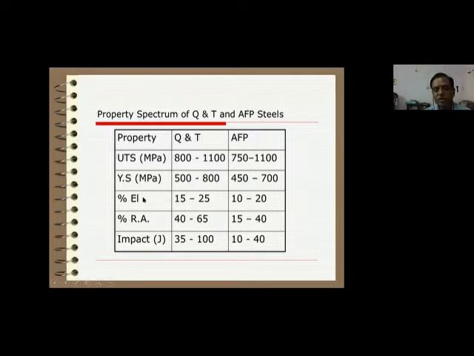Then for elongation, again there is a drop in elongation as well as area reduction for AFP steel, and the major drop is in the impact. For the quench and temper process, you get better impact in the range of 35 to 100 joules, whereas for AFP steel, the impact properties are very low. Those are maybe 10 to 40, as mentioned over here, but most of the time you are getting in the range of 10 to 20 only.